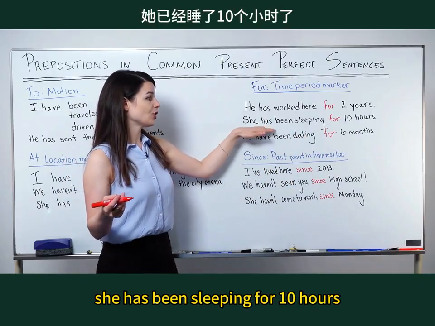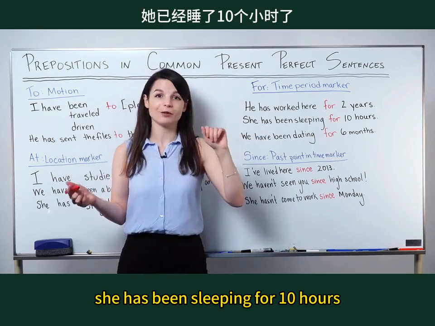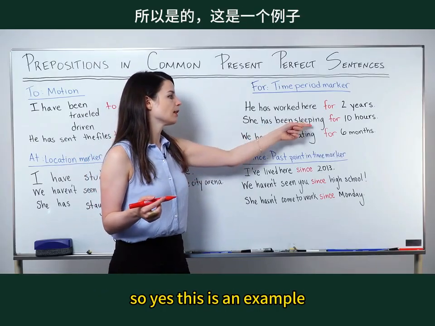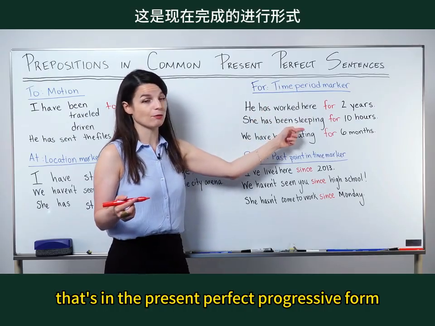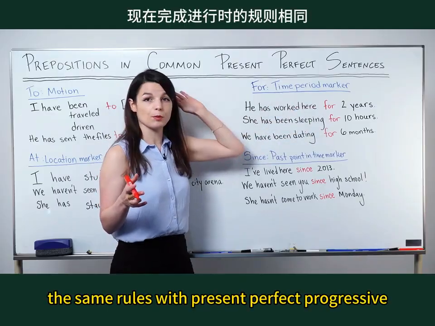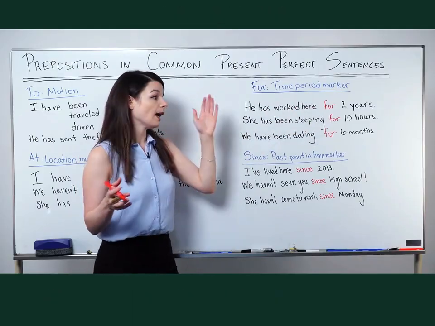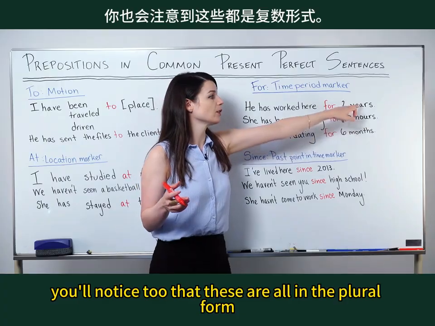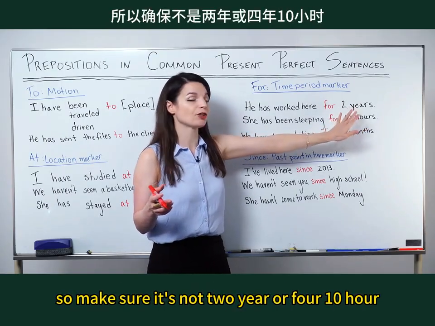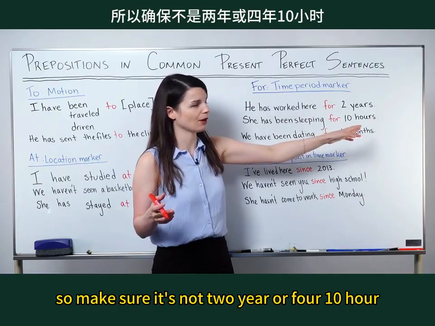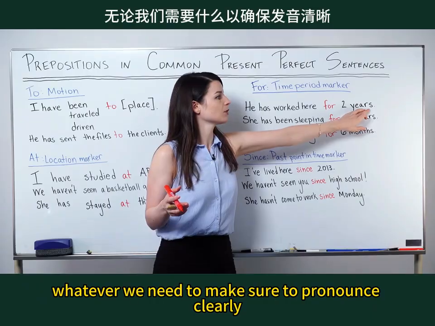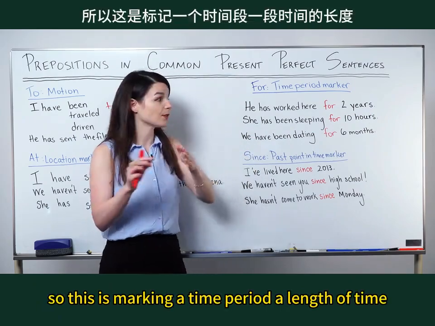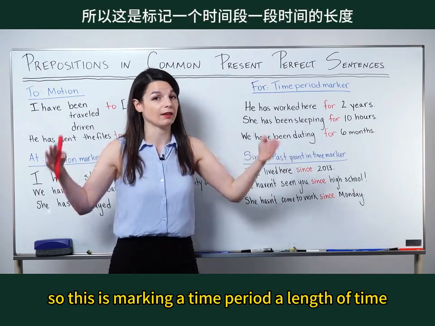Another example, she has been sleeping for 10 hours. So yes, this is an example that's in the present perfect progressive form. That's fine. You can use the same rules with present perfect progressive. Again, we're marking a time period with for. You'll notice too that these are all in the plural form. So make sure it's not 2 year or for 10 hour, whatever. We need to make sure to pronounce clearly and right in writing this S here to make the plural form. So this is marking a time period, a length of time.